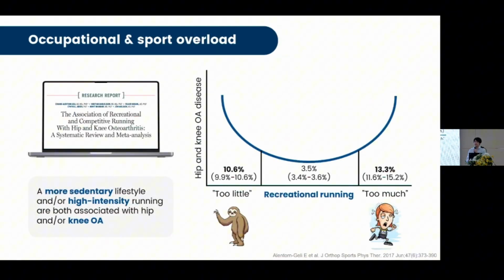In addition to injuries, occupational and sports overload contribute to OA development as well. This slide highlights the importance of balancing activity and rest. Both a sedentary lifestyle and high-intensity running increase the risk of hip and knee OA, suggesting a balanced approach is key.